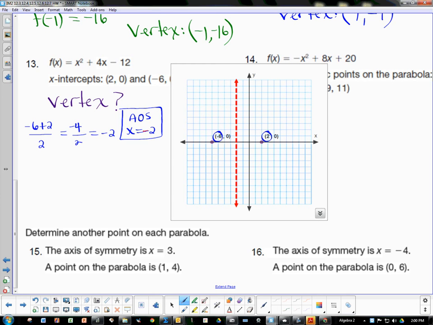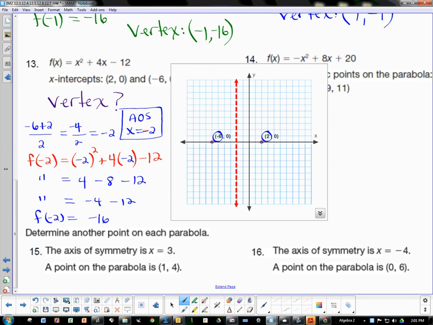Now all I have to do is plug in. So let's do that. Let's do f at -2 is equal to parentheses squared plus 4 times the set of parentheses minus 12. Let's substitute -2 in. This will be 4 minus 8 minus 12. And that is -4 minus 12, and that happens to be -16. All right. So our vertex is finally at -2 comma -16.